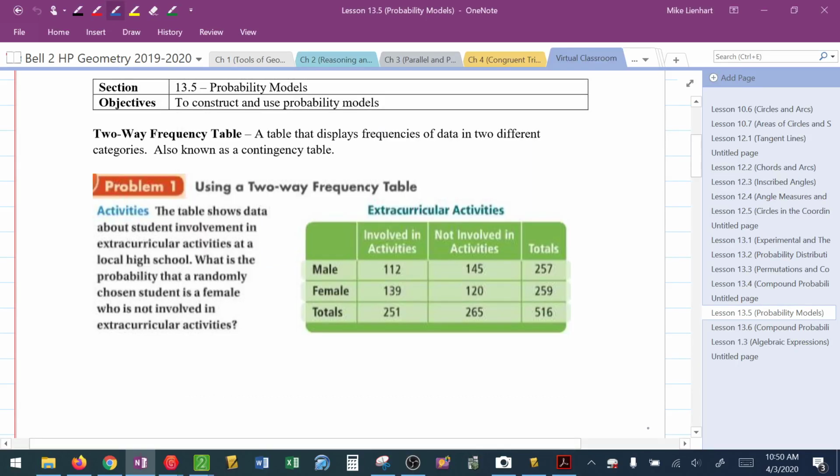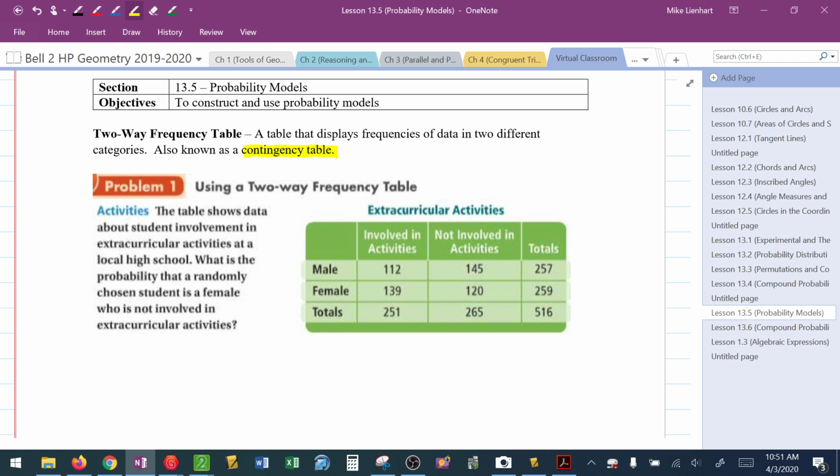This video is about what's called probability models. One way that we see probability models is through the use of a two-way frequency table. It's a table that displays frequency of data in two different categories. Sometimes they're going to call this a contingency table. But it's a good way to involve more than one, in this case two, different kinds of data that you could gather.